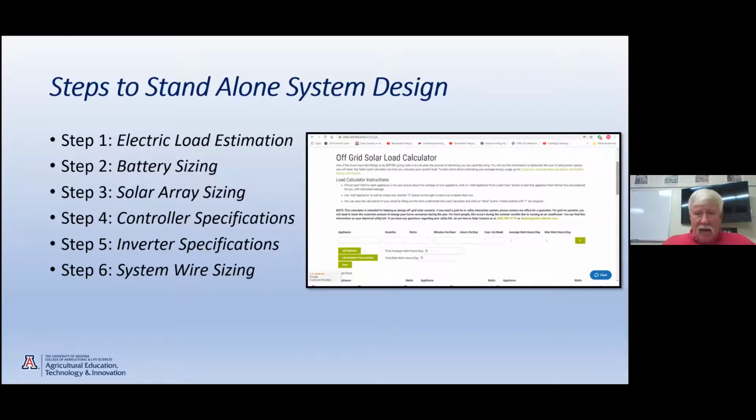So if we're going to design a system, there's actually 6 steps. The first step is that you actually have to determine what your electrical load estimation is. And so if somebody says, hey, I want to move off grid, what it's going to cost me? Well, first of all, we got to figure out how much energy do you actually use?